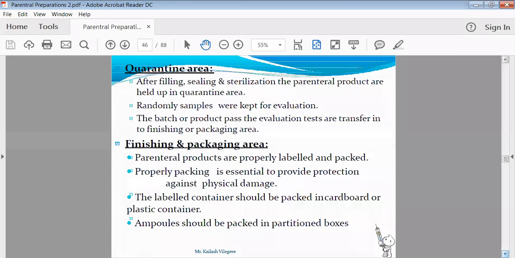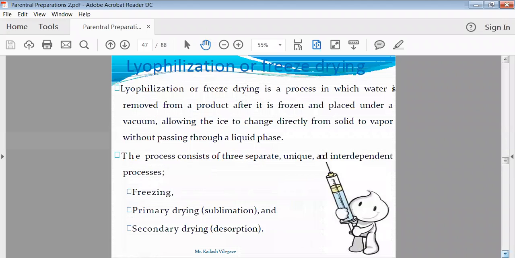seal it into the secondary packaging material like cartons and cardboards, and then in those cardboards we have to pack the product and send it to the final storage area. From that storage area it will be taken out for selling in the market. So this is about the process.